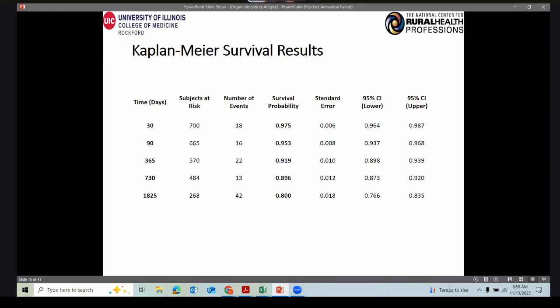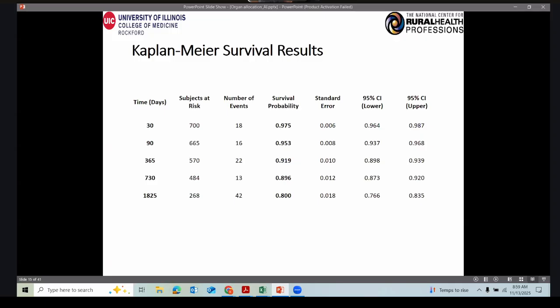At 1 year, the survival decreased slightly to 91.9%, meaning that roughly 9% of the patients had died within the first year after transplantation. This is quite comparable to the national benchmark for post-transplantation survival. At year 2, the survival probability was 89.6%, showing a gradual decline as complications, infections, or graft-related issues accumulated over time. Finally, at 5 years, the survival probability was around 80% with 95% confidence intervals.